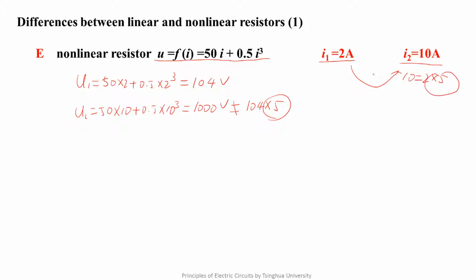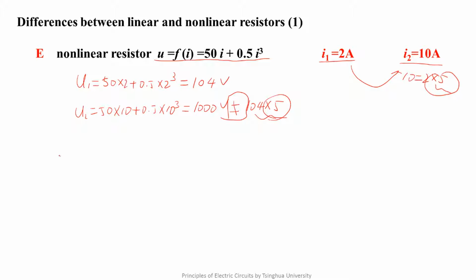After the excitation changes into 5 times of its original value, the response is no longer 5 times of its original value. In essence, this means that the superposition theorem and the Thevenin theorem we learned previously are no longer valid here. Next, we take a look at the additivity.